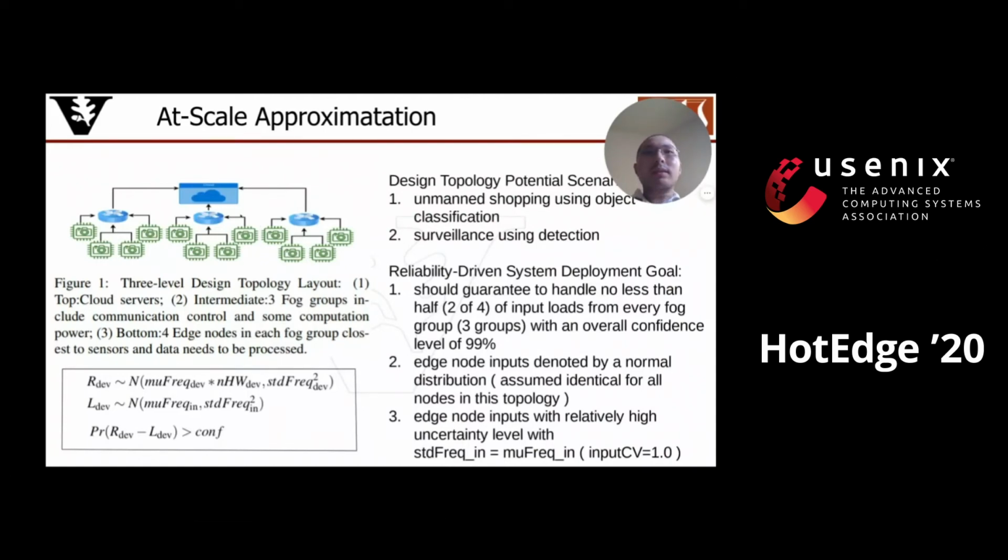And so based on this kind of reliability-driven ideology, we can compute the system-level computation reliability with a confidence level. And also, we set the burdens on input nodes with an intermediate level of complexity. That is, we set the standard deviation equal to the mean value of the input here, and use a random variable to denote computation burdens.